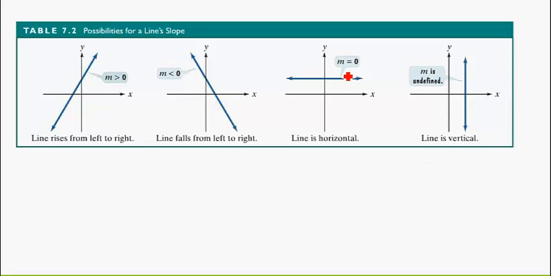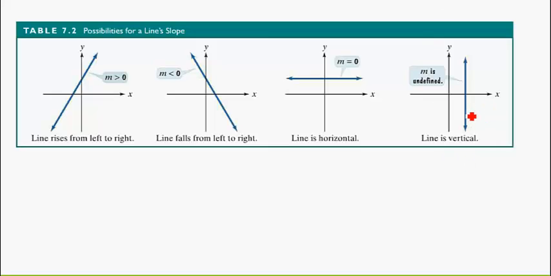All right, so here you can see the possibilities for our slope. As your line rises from left to right, our graph increases. We have a positive slope. As your line falls from left to right, your slope is negative. If your line is horizontal, your slope is going to be 0. And if your line is vertical, your slope is going to be undefined.